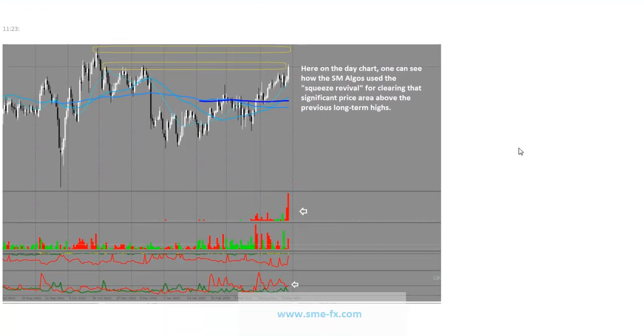Now you see the day chart, as I wrote here on the day chart, one can see how the smart money algos used the squeeze revival for clearing that significant price area above the previous long-term highs. So we had a very significant zone here, 1, 2, 3, 4, which got cleared. So these are the situations where on the higher time frames, like the day chart, they are going for targets which were far away before, yeah, with exaggerated moves.